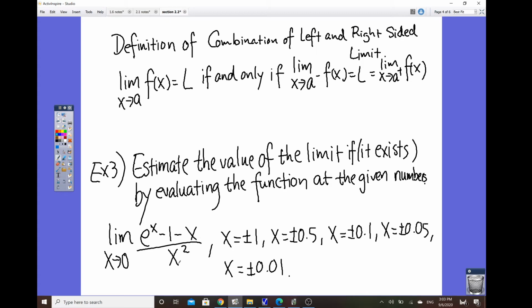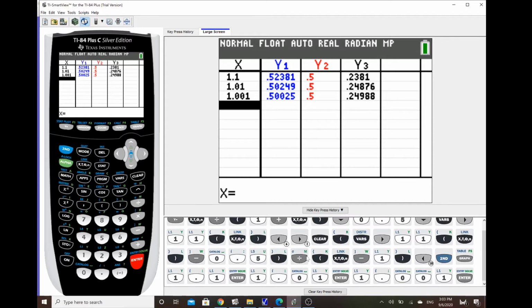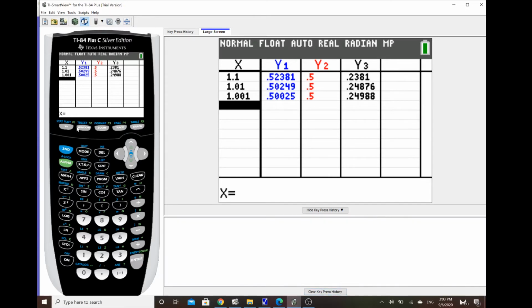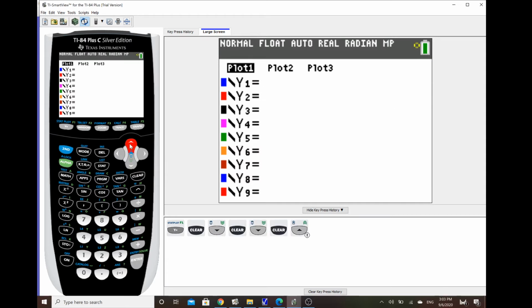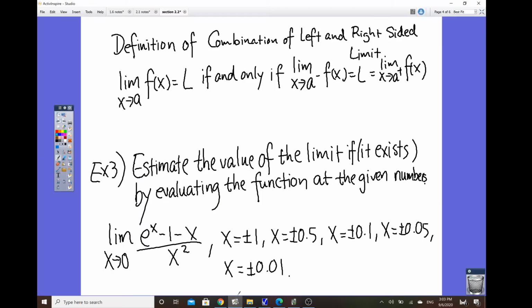So what you need to do is put it into the calculator. The reason why we cannot put in 0 is that this one would be undefined, so we need to put in numbers close to it. Let's set up the function first, again using the graphing calculator. Let me clear all this. For y1, we have a rational function: the quantity e to the power of x minus 1 minus x.